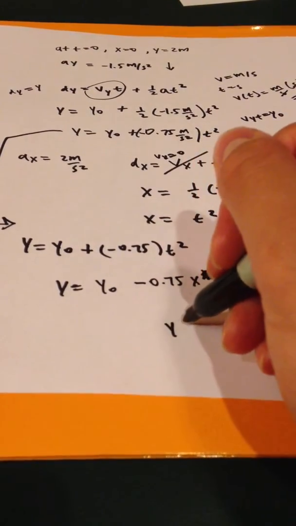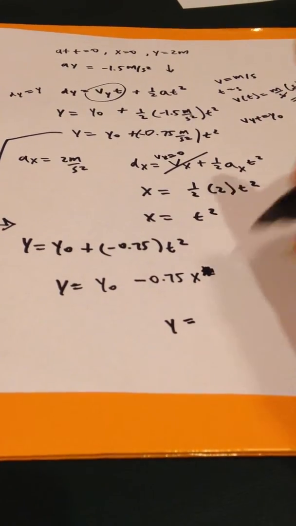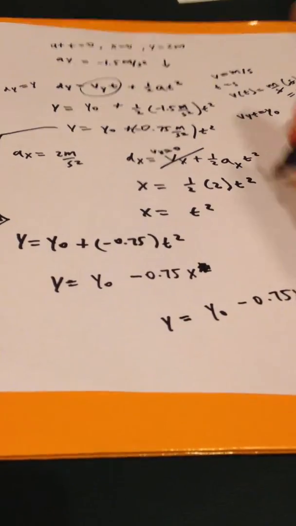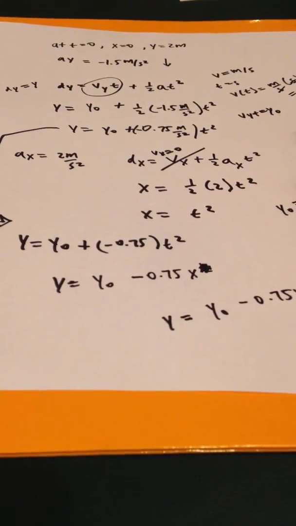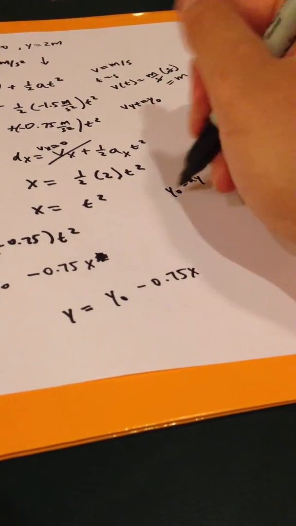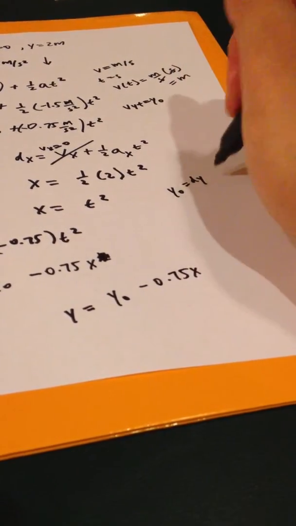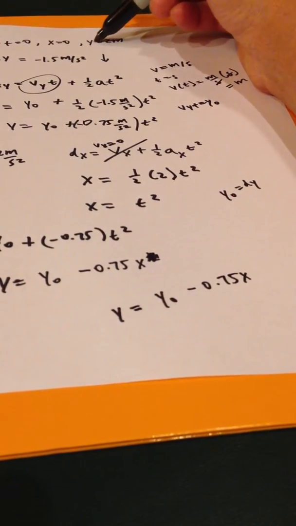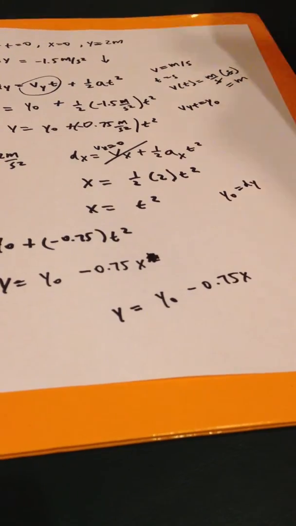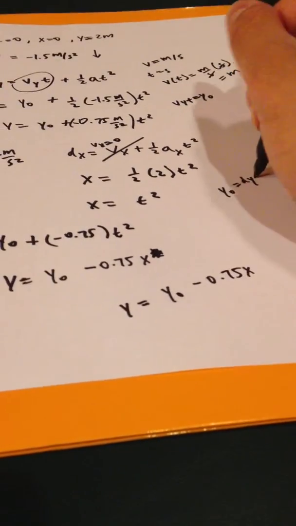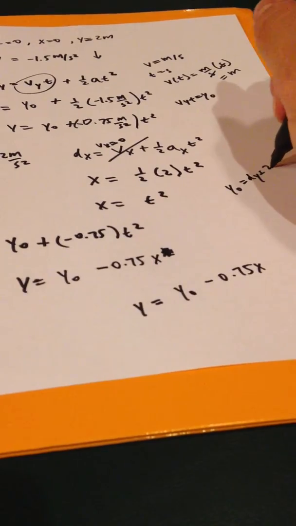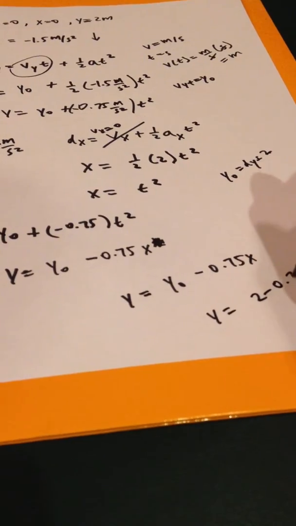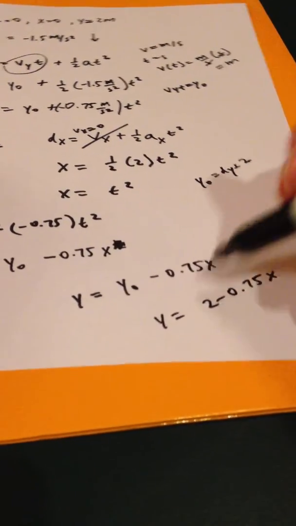So the final answer would be y equals y naught minus 0.75x, and y naught is the original position in the y direction. Given that the original y position is 2 meters, y naught is 2. So if we plug that into our equation here, we have y equals 2 minus 0.75 times x, and that's our equation.